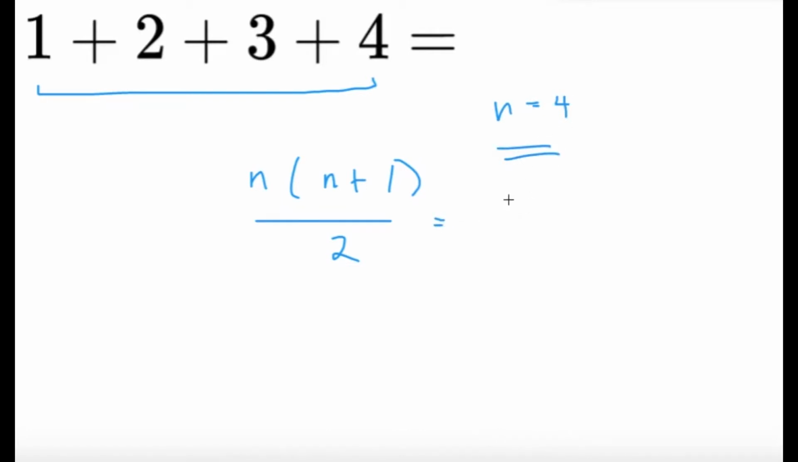If I substitute n equals 4 into the formula, it's going to be 4 times 4 plus 1, that's 5, divided by 2. Now I can cancel the 4 and the 2. That's pretty nice. So it's just 2 times 5, and I'm going to end up with 10. So indeed, 10 is the answer. So for 1 plus 2 plus 3 plus 4, either by adding them one by one or using the formula n times n plus 1 all over 2, you're going to get 10.